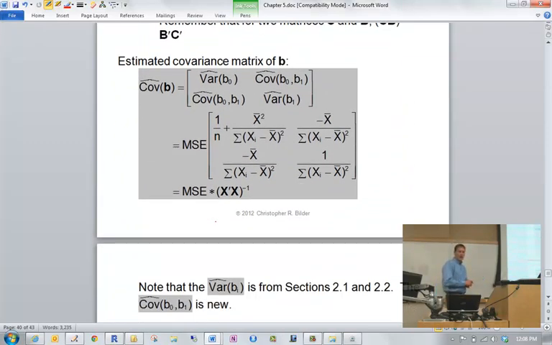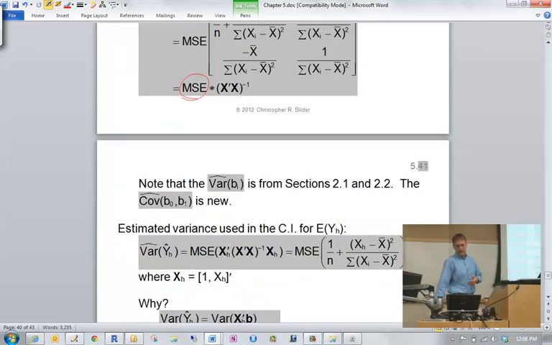What's the estimated covariance matrix of b? Well, just put hats on top of everything and replace the sigma squared with MSE. There you go. This is actually what we had calculated earlier in the notes when we were talking about first (X'X)^-1.